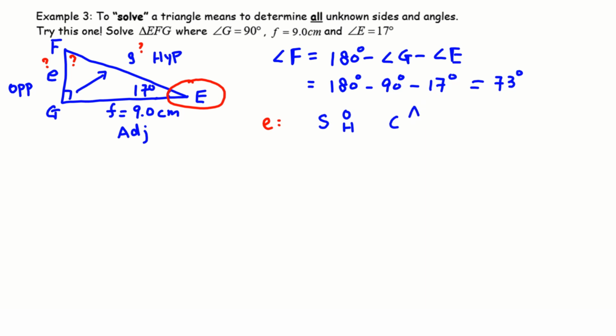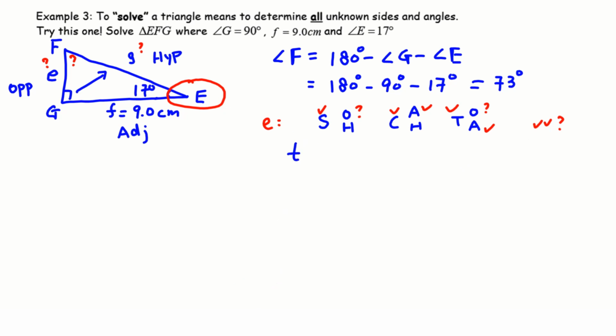So Soh Cah Toa, we are going to write it here. Because the angle is given, sine 17, cosine 17, tangent 17 are all given, and the adjacent is given. And we want to find E, which is the opposite. Then you will see only one ratio. You have two given, one unknown, then we can solve for that unknown.